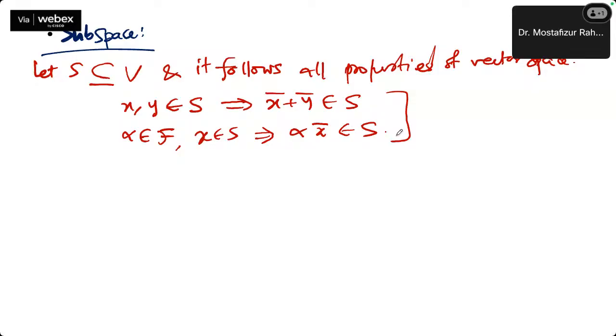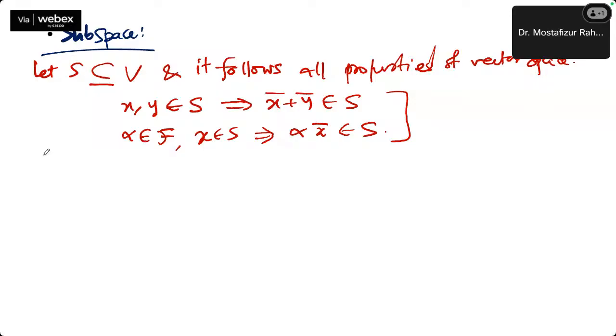There is a question: what about the inverses? Yes, there are about 10 to 12 properties. I skipped many. I'll provide you the handwritten notes, so everything is written there. Just to save time, I am only pointing out the most important properties.